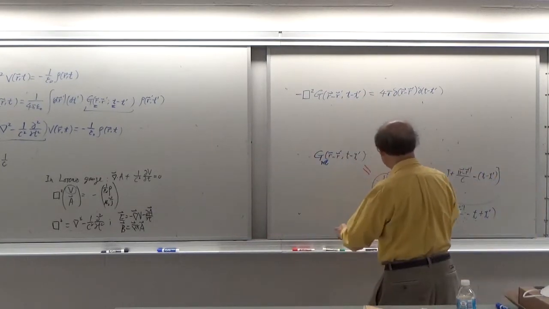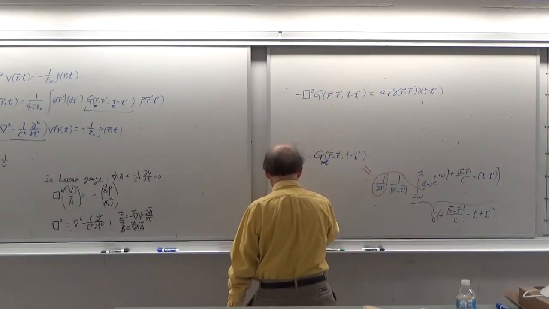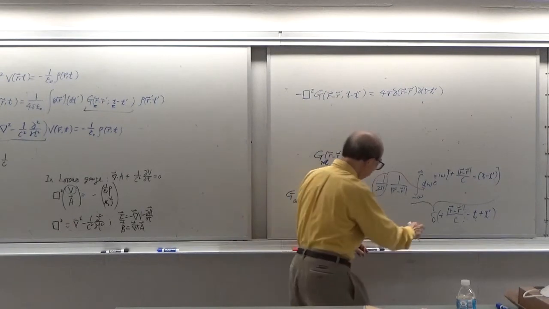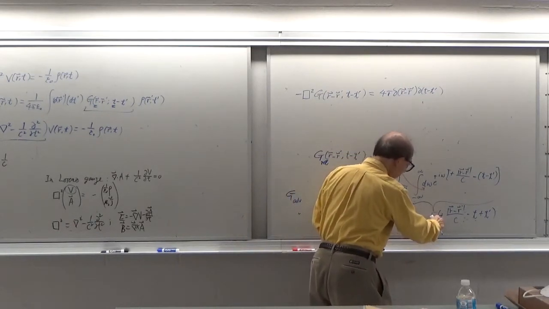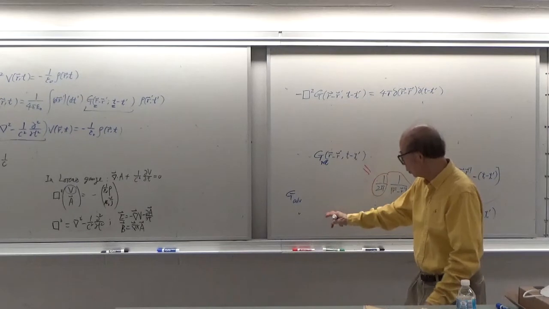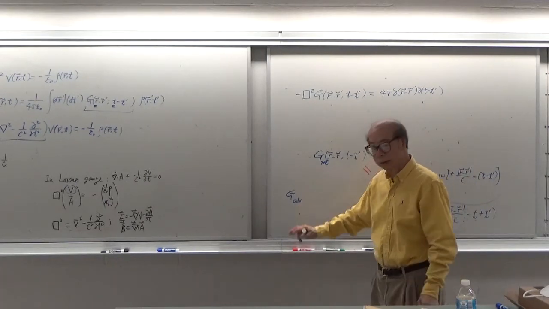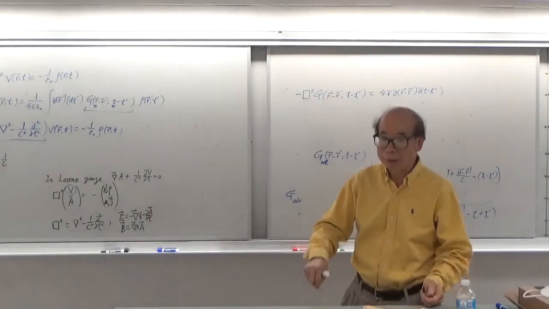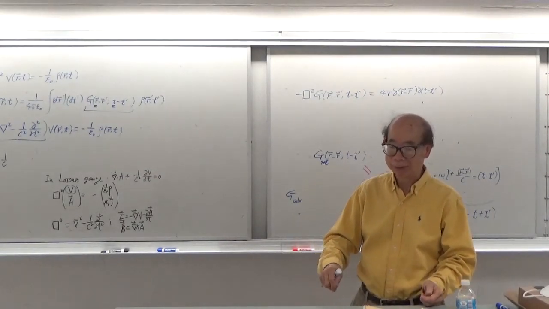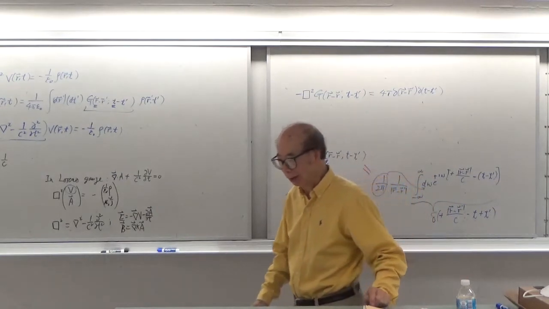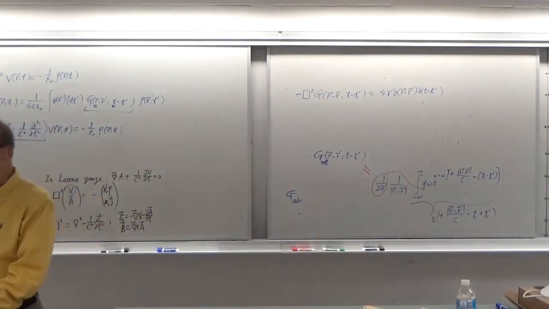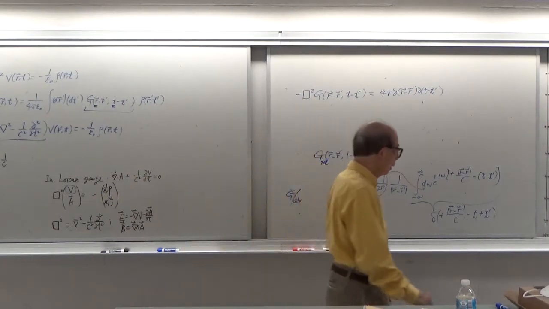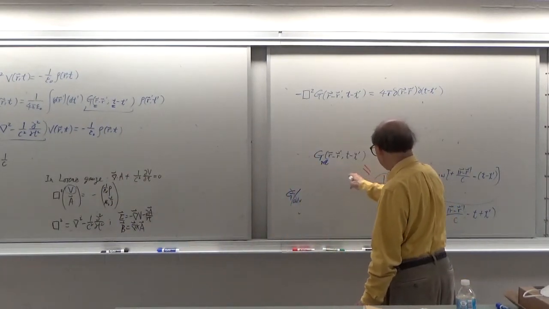And there is another solution which in the literature is known as the advanced Green's function, and that corresponds here to the minus sign. But for this solution, what you find is that the emission time would be after the observation time. So that is not consistent with our idea of causality. So we will drop this advanced Green's function and use the retarded Green's function.